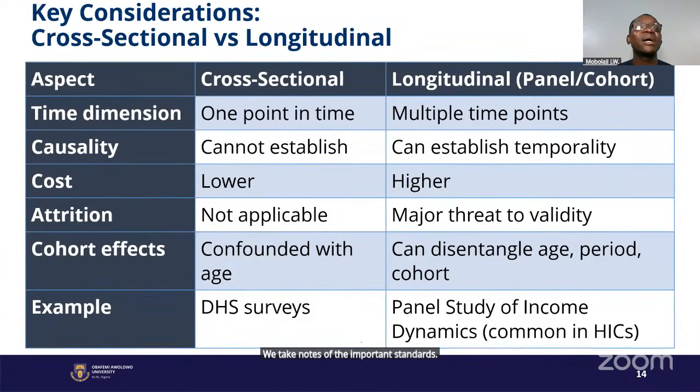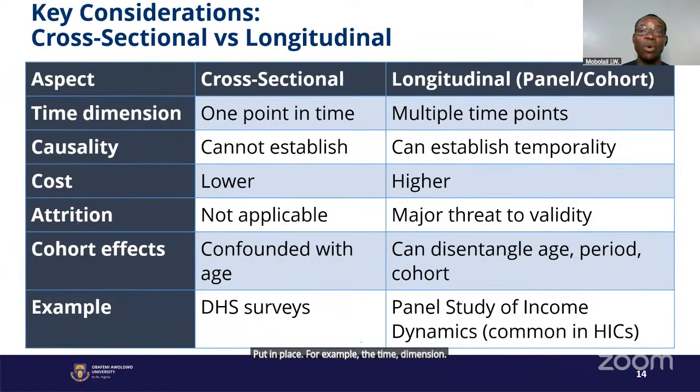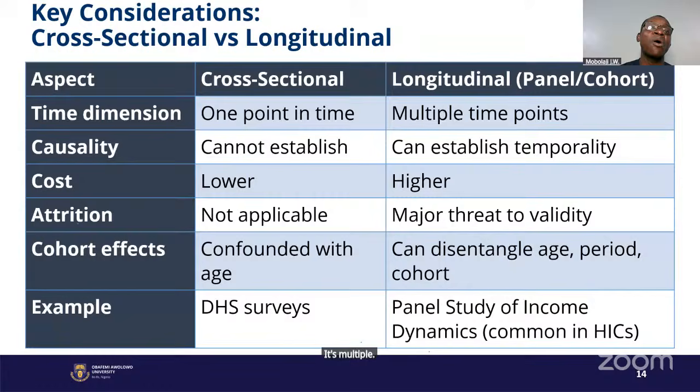Now, looking at cross-sectional and longitudinal studies too, we have some key considerations that we need to put in place. For example, the time dimension for cross-sectional is just one point, while for longitudinal or cohort, it's multiple times. Cross-sectional cannot establish causality, while cohort can establish some temporality, so you can establish that there is a cause before the effect. And then the cost, which is very important: cost is lower when dealing with cross-sectional study, while a cohort study is more expensive.